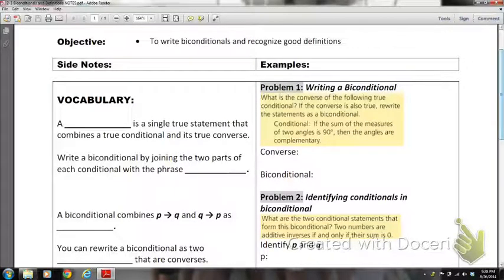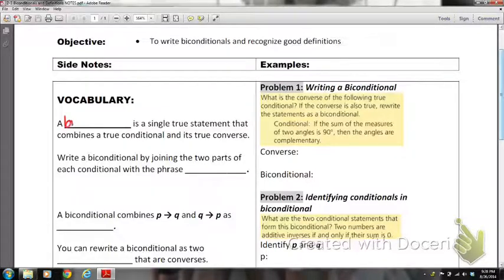In this next lesson in logic and reasoning, we will learn about conditionals and definitions. The objective of this lesson is to write biconditionals and recognize good definitions. So, what is a biconditional?